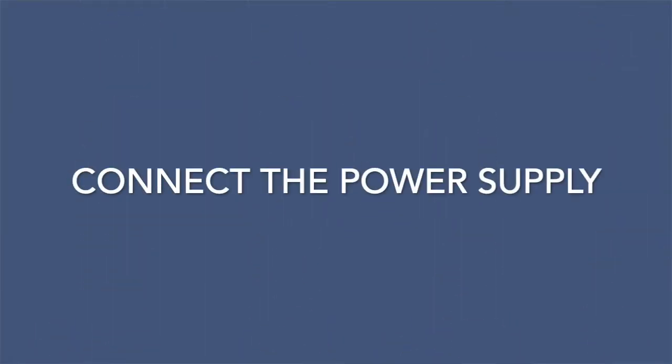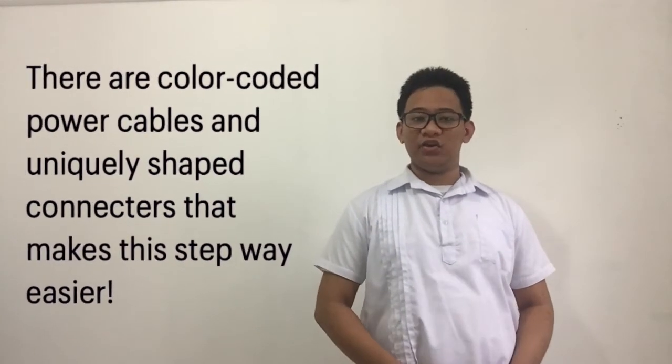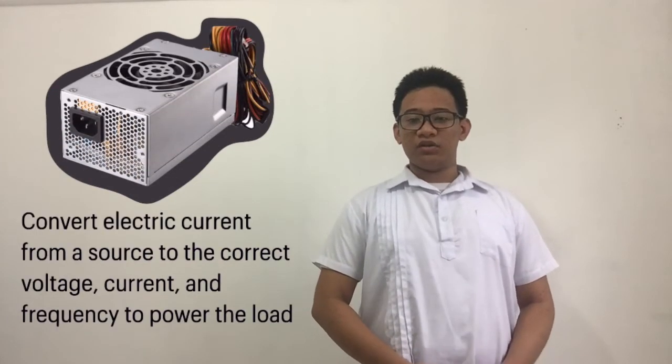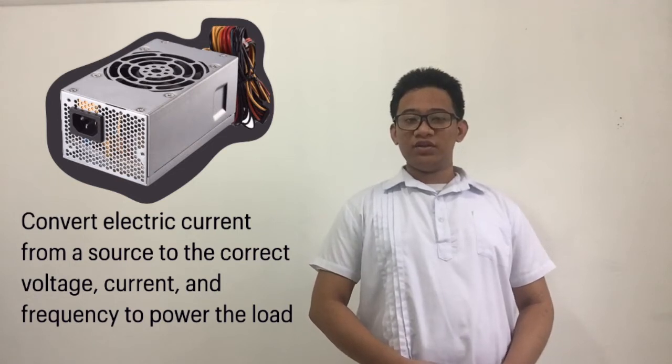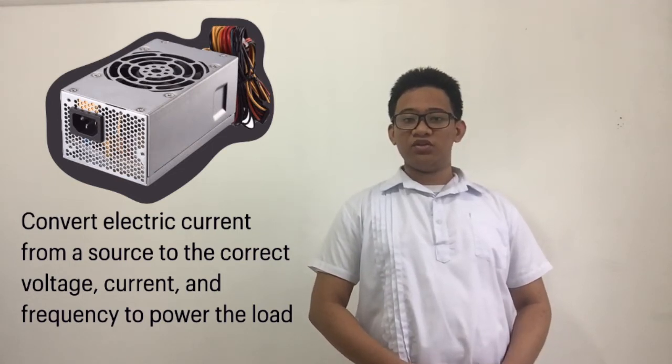Step 7. Connect the power supply. There are color-coded power cables and uniquely shaped connectors that make the step way easier. A power supply is an electric device that supplies electric power to an electrical load. The primary function of a power supply is to convert electric current from a source to the correct voltage, current, and frequency to power the load.